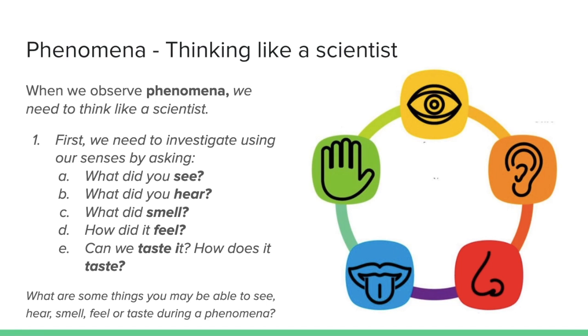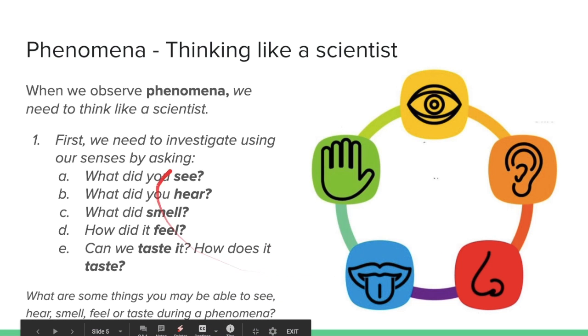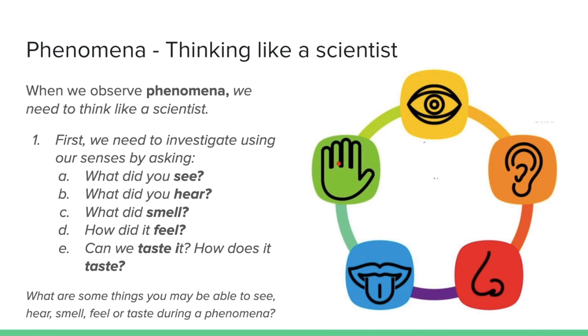So now we need to think like a scientist. So when we observe phenomena, we need to think like a scientist, like I said. First, we need to investigate using our senses by asking, what did you see? What did you hear? What did you smell? What did you feel? Can we taste it? How does it taste? So again, see, hear, smell, feel, and taste. So those are the senses that we use to observe phenomena.